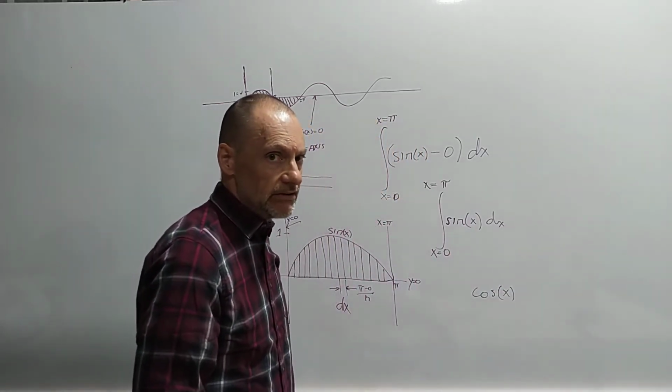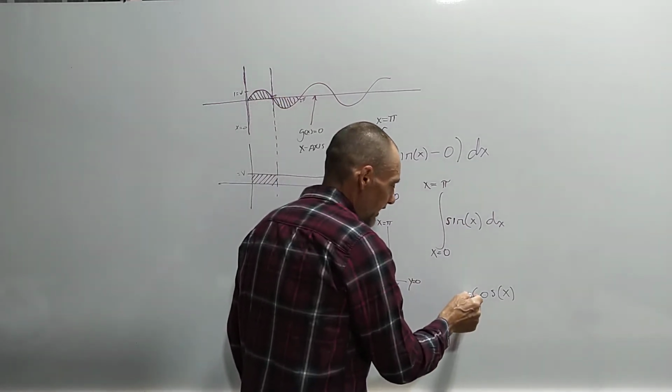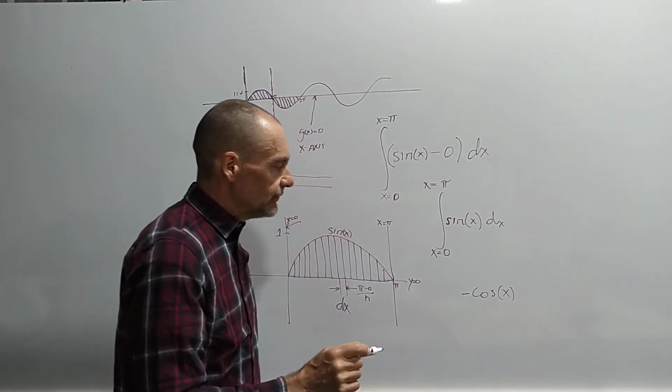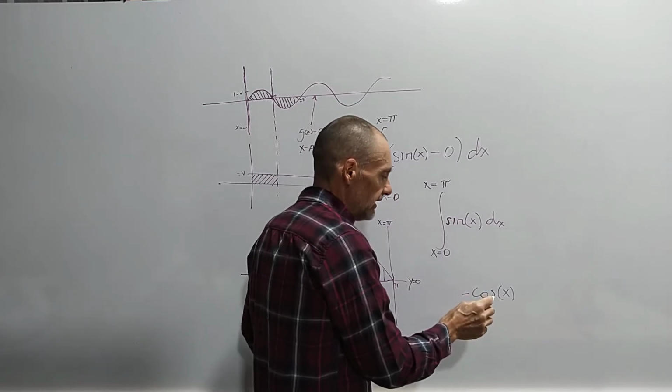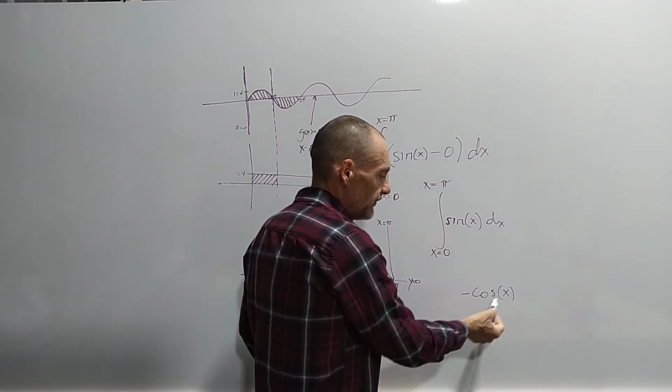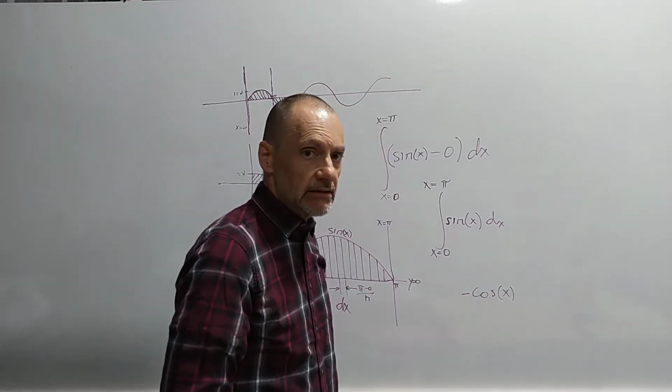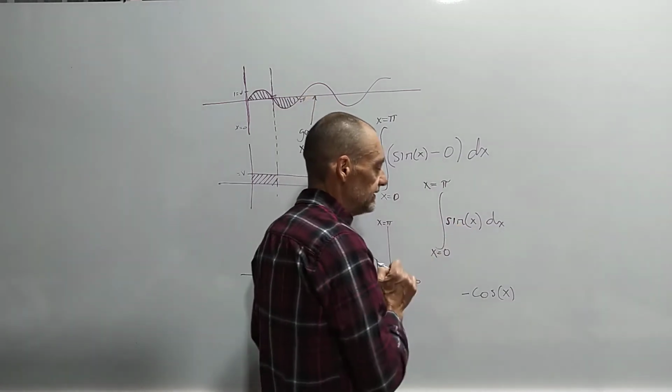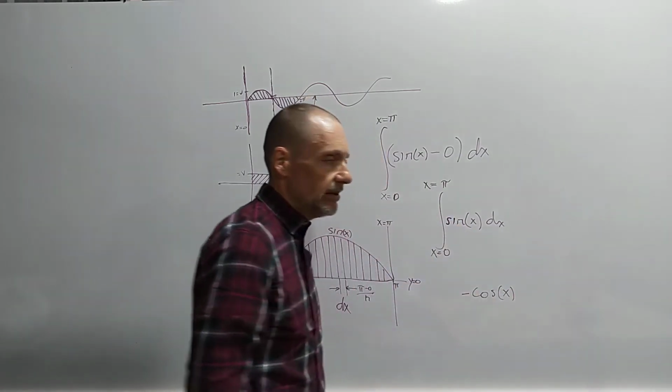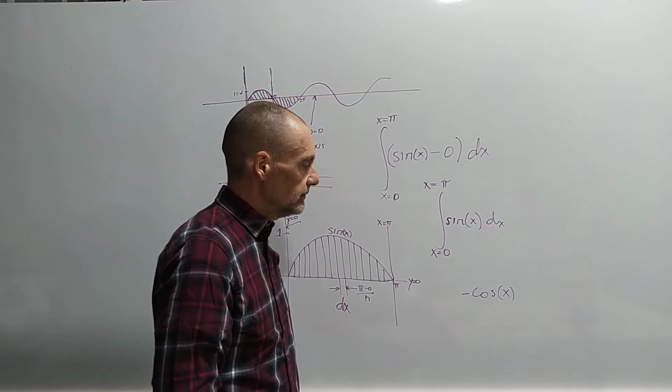Well, there's a problem there, yeah? So we have to put a negative in front of it. What's the derivative of negative cosine x? It would be negative sine x, yeah? And that would be positive sine x. So this is the first step, the antiderivative.